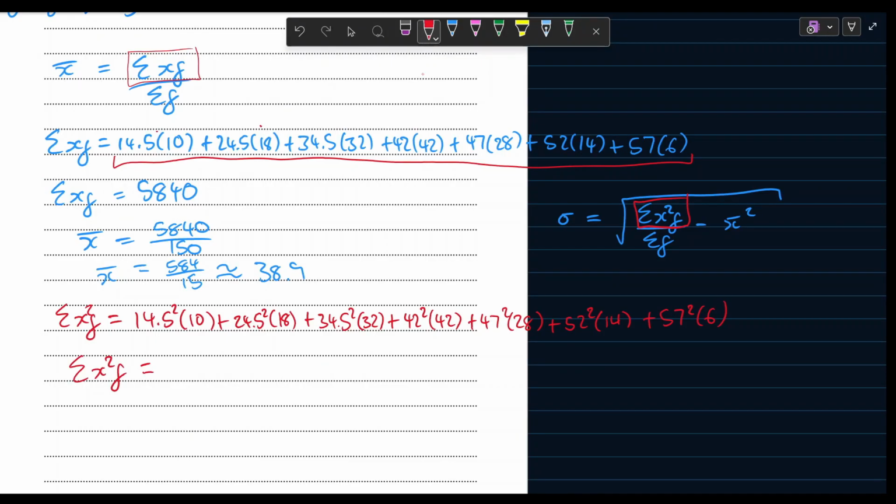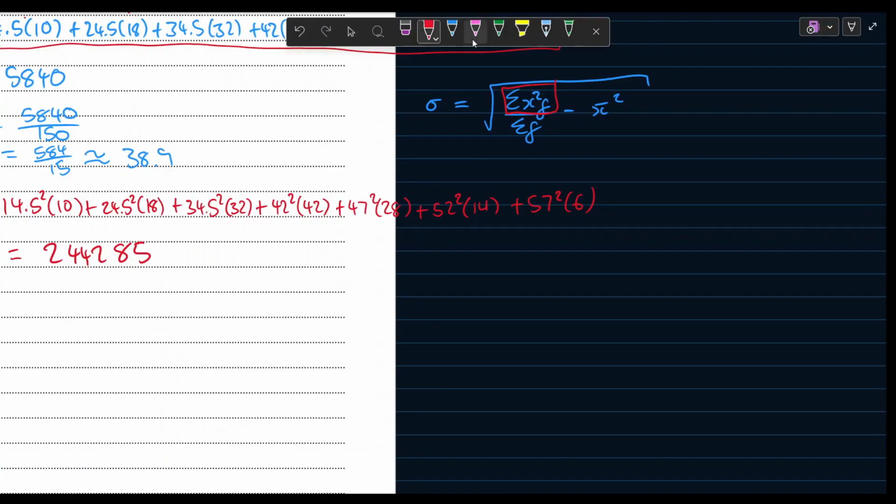Let's punch this into the calculator. That is 14.5 squared multiplied by 10 plus 24.5 squared multiplied by 18 plus 34.5 squared multiplied by 32 plus 42 squared multiplied by 42 plus 47 squared multiplied by 28 plus 52 squared multiplied by 14 plus that's 57 squared multiplied by 6, and this gives us 244,285.